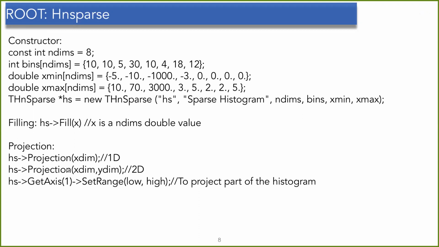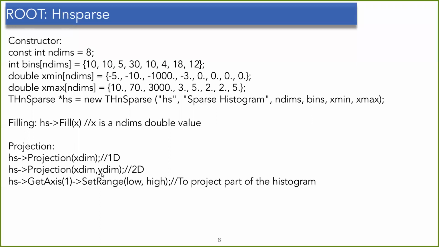And one can also project in two dimensions by giving two arguments. The first argument corresponds to the number of the x-axis, and the second argument corresponds to the number of the y-axis. For example, if one puts 2, 3, then he will project a two-dimensional histogram from this THnSparse, where the x-axis is basically the second axis from the THnSparse, and the y-axis would be the third from the THnSparse.